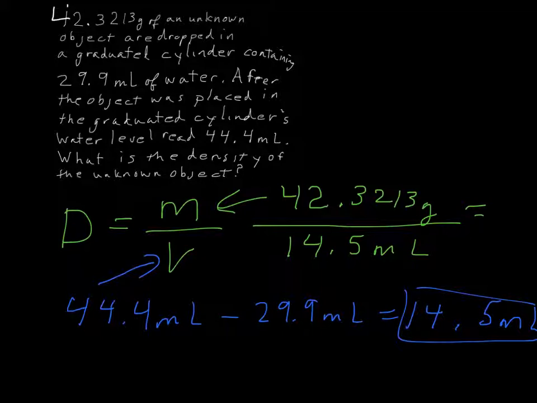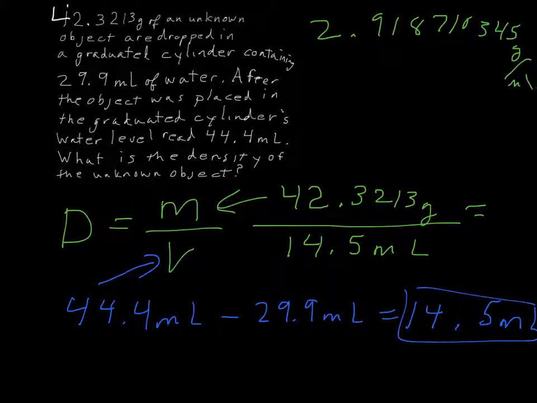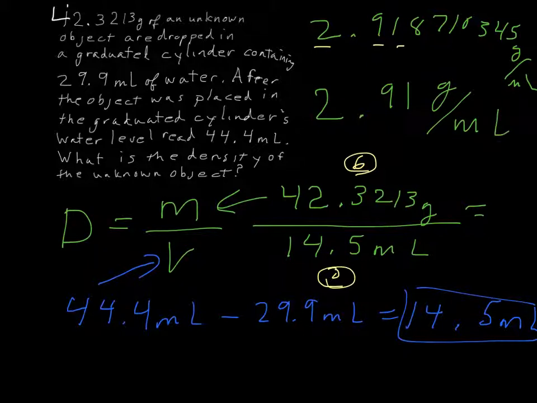And that gives me a calculator answer of 2.918710345 grams per milliliter. But when I do my sig fig analysis, I've got 6 there, 3 there, so my final answer should have 3, 1, 2, 3. So my final answer is 2.91 grams per milliliter. But you beat me to that because you had paused me so that you could work it in advance and then just double check me.